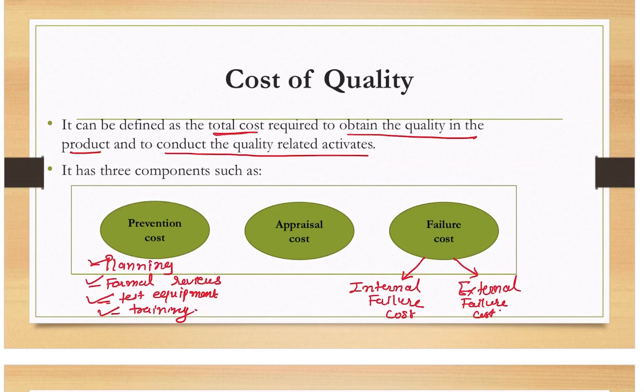Now, what is appraisal cost? This is the cost of quality required for gaining insight into the product. It includes the cost required for in-process and inter-process inspection, maintenance and testing. So, basically appraisal cost is dependent on process, inspection, maintenance and testing of any kind of software.